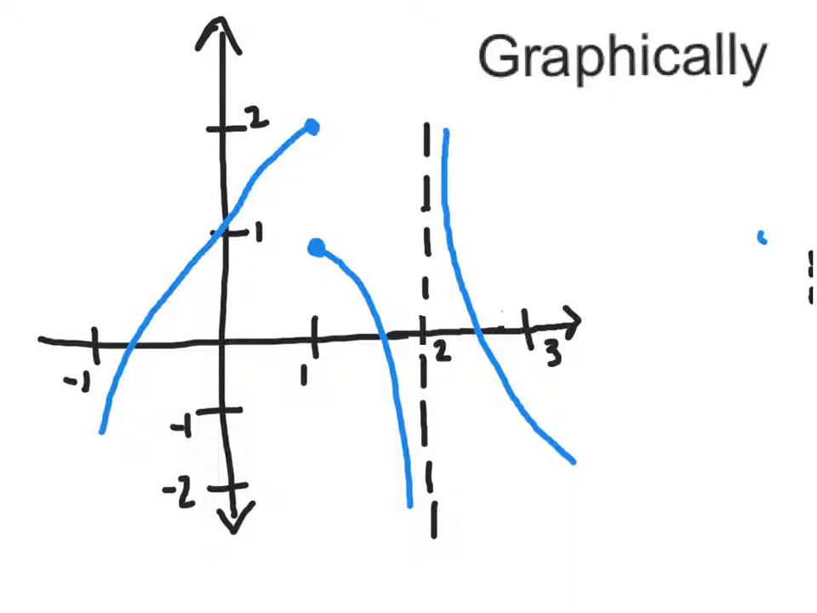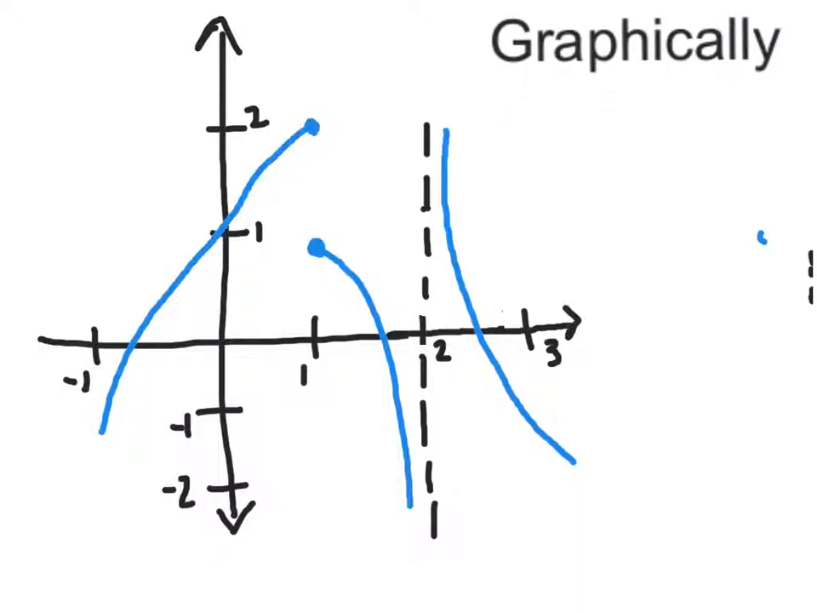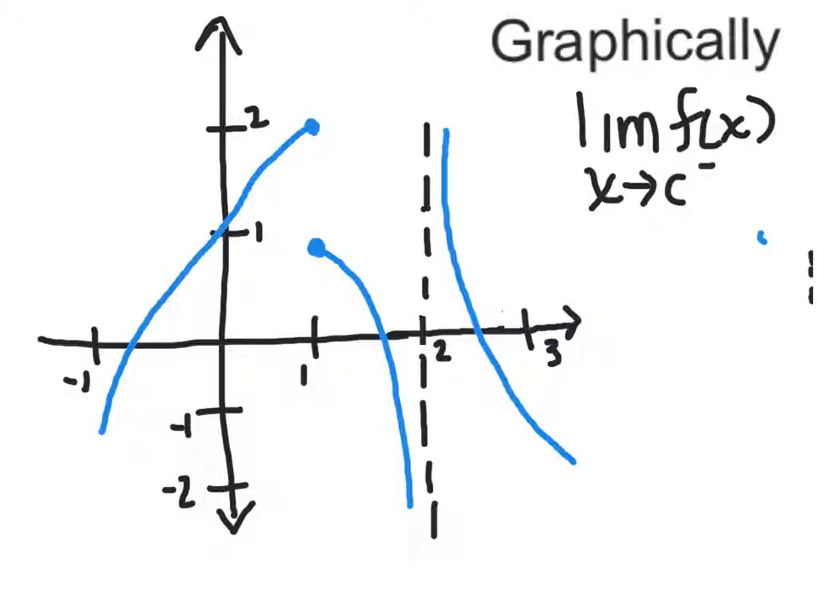We can also determine the limit graphically. When you look at the graph of a function, you can determine the limit as x is approaching c by looking at the function and determining the y value as it's approaching c from each side. So you will have the notation, the limit of the function as x is approaching c, with a little negative in the exponent position on the c. That means coming from the left-hand side.